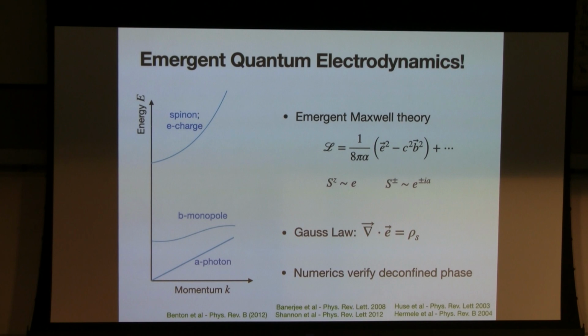So it gives me an emergent Maxwell theory, okay? Why? Because what are photons? They're transverse fluctuations of a vector field, the electric field. They don't create divergence because they have to satisfy Gauss' law with no charge, right?